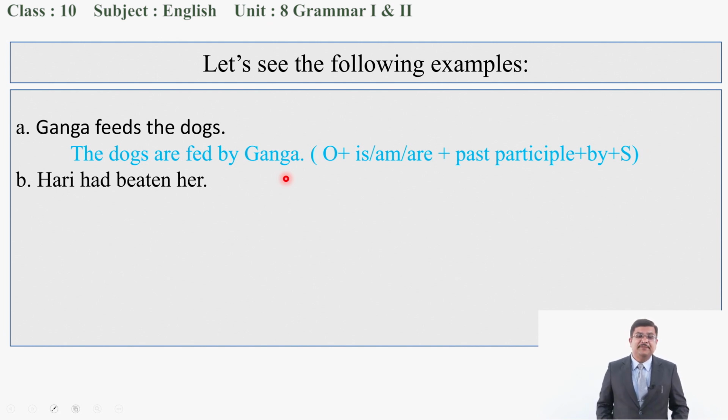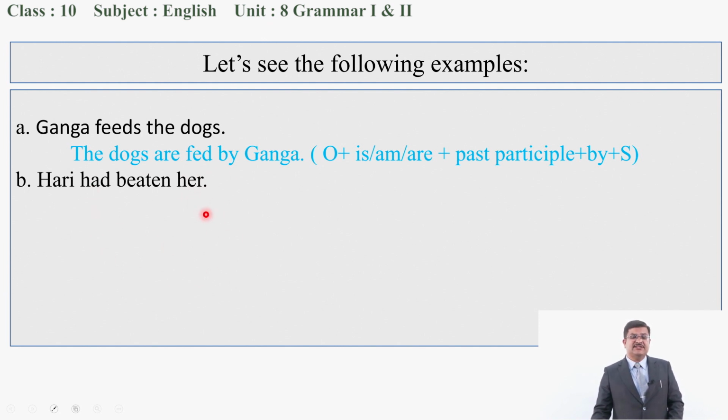Hari had beaten her. Can you change this sentence into passive form? Will you try it? Where is the subject in this sentence? Hari. And had beaten is a verb. It is in past participle form of the verb. And her is an object here. But it is an objective case. It is not a subjective case.